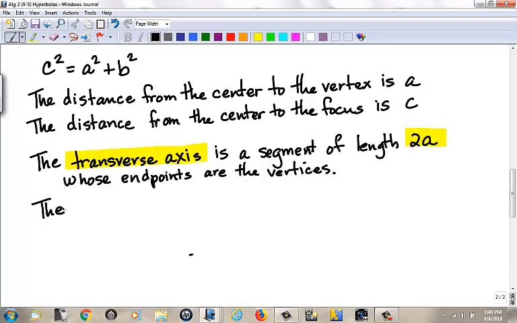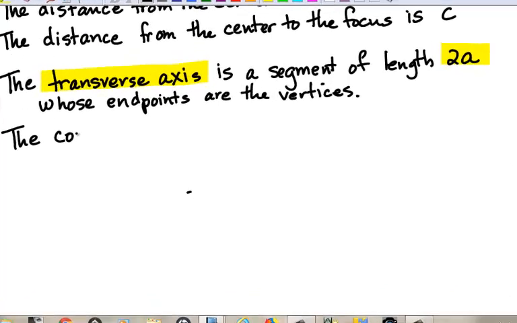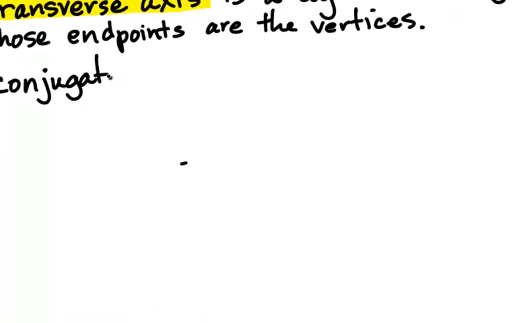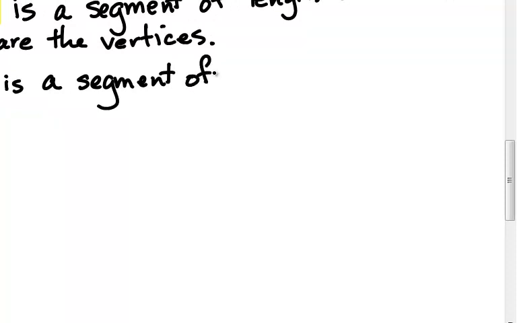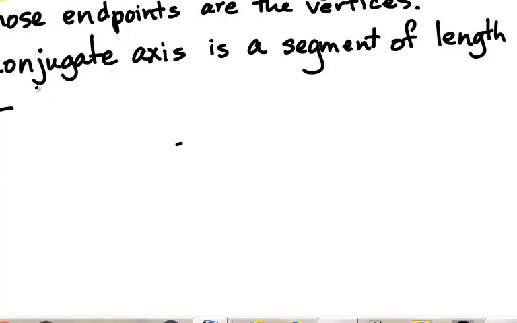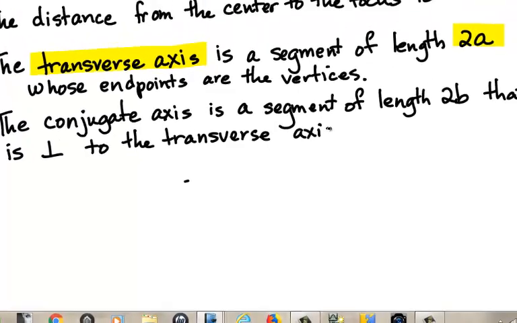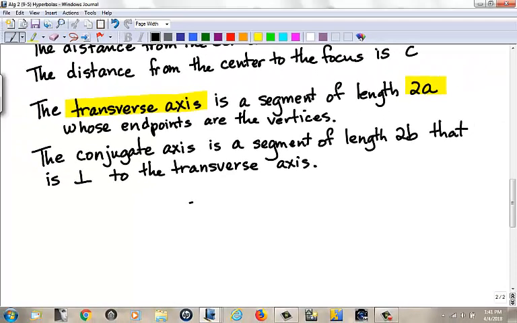The conjugate axis is a segment of length 2B that is perpendicular to the transverse axis.